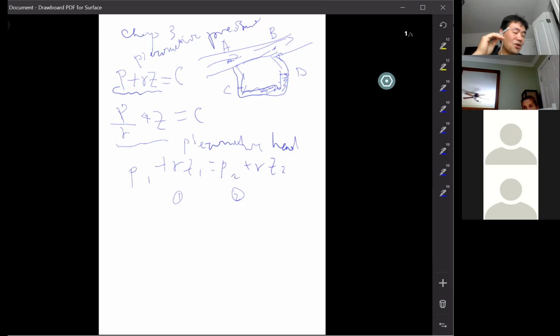Okay, so we talked about it last time. So look at the notes. I should have that problem in there. Okay, this is the review. Okay, this is the principle. Piezometric pressure is constant in a stationary fluid.